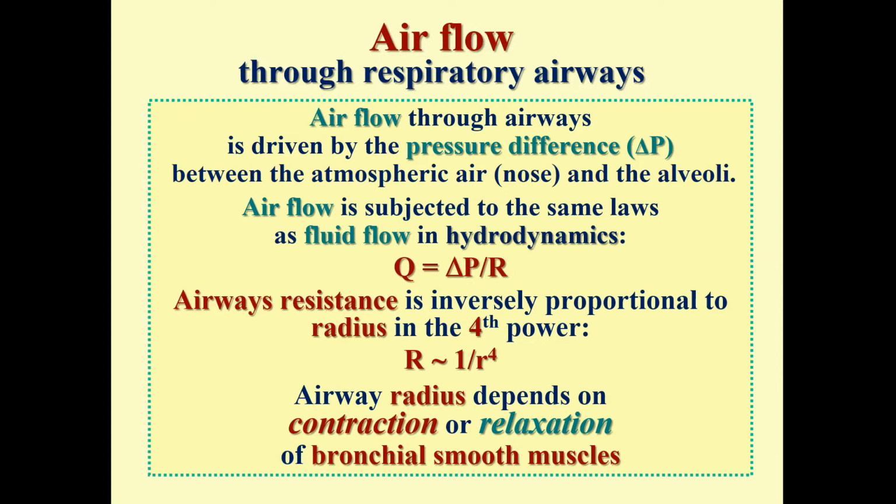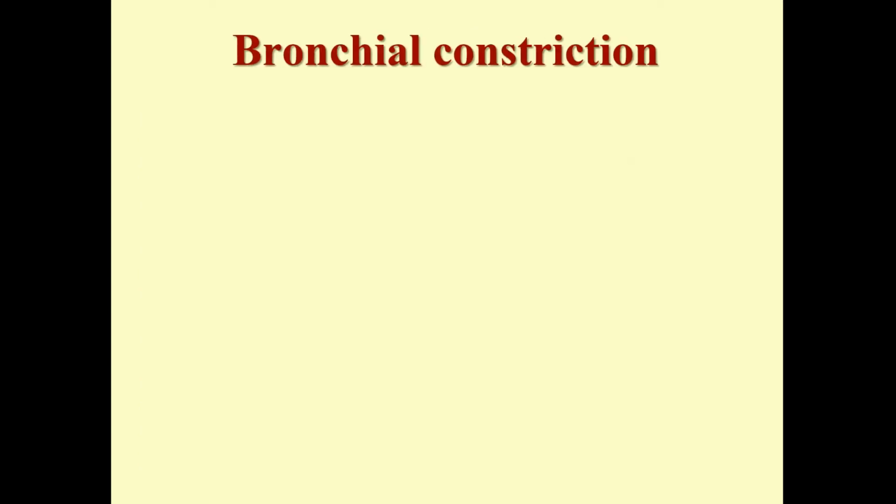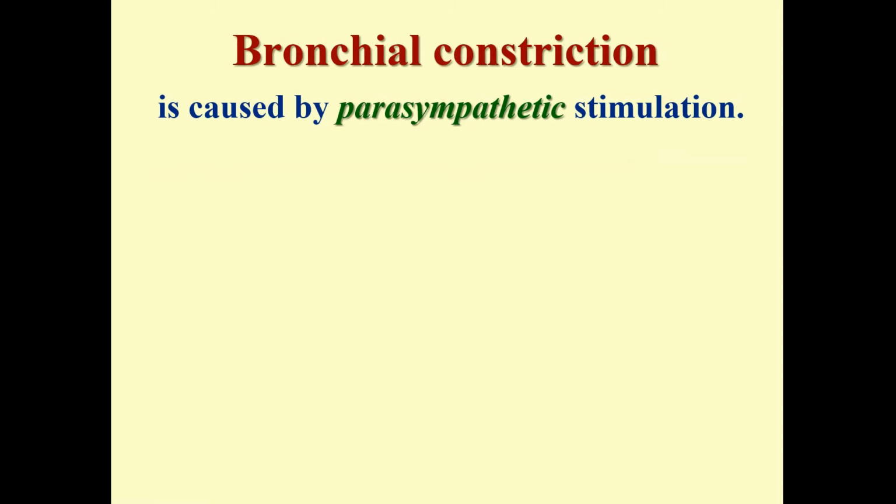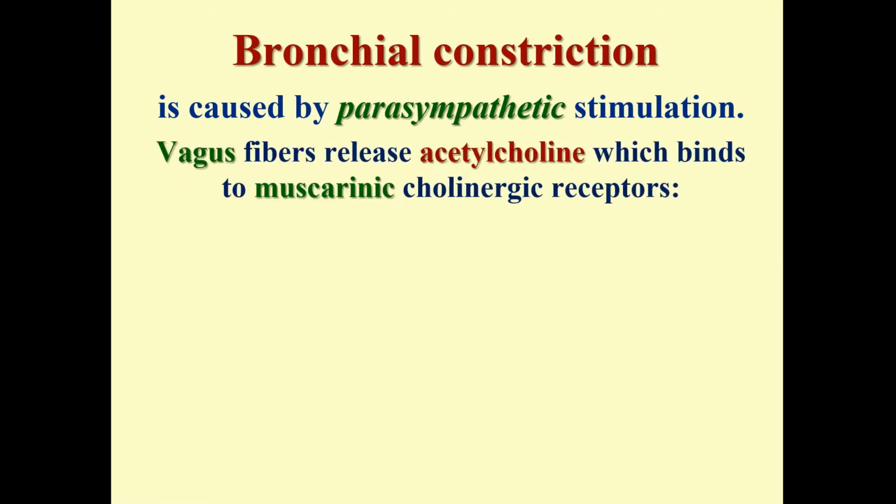I hope you remember that bronchial smooth muscles have double innervation from both sympathetic and parasympathetic system, in contrast to vessels which are innervated almost by only sympathetic nerves. So bronchial constriction is caused by parasympathetic stimulation. And these are vagus fibers that release acetylcholine, which binds to muscarinic cholinergic receptors.